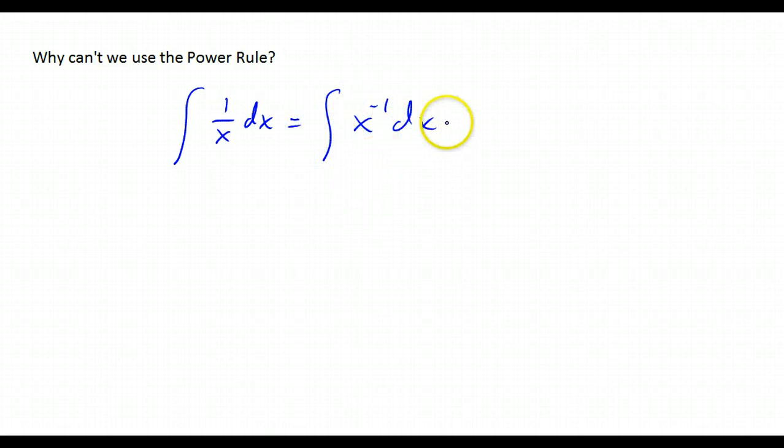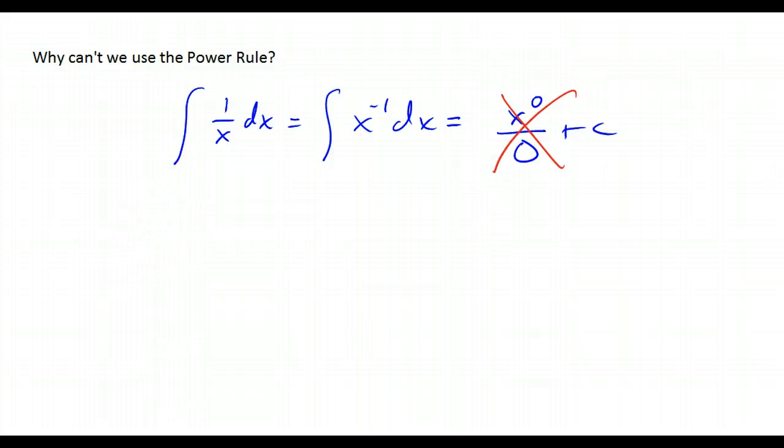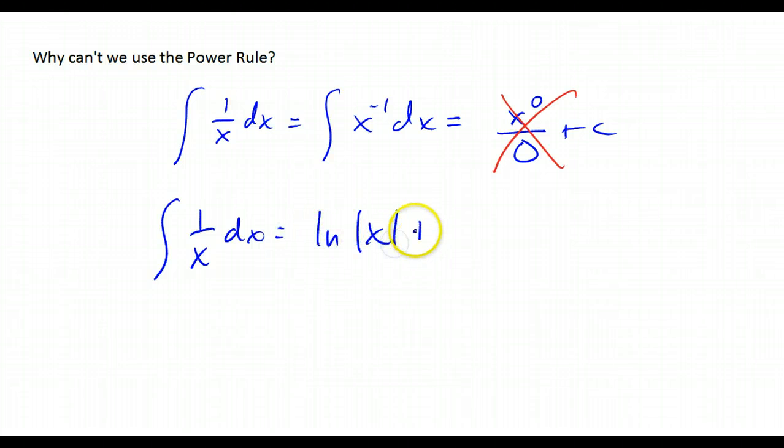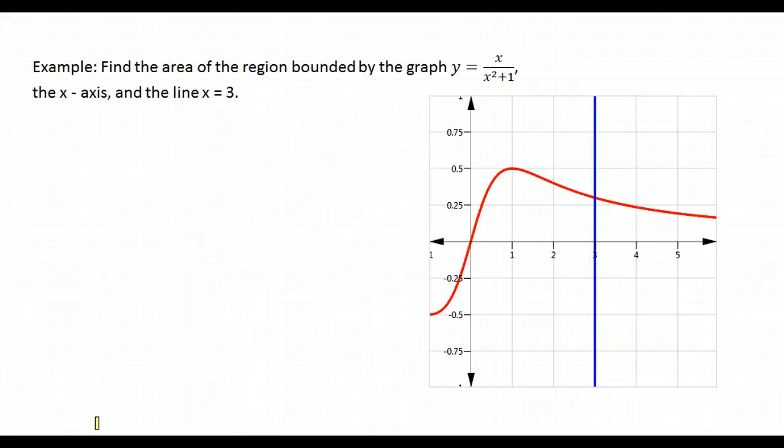And here's why. If I rewrite the integral of 1 over x dx as the integral of x to the negative 1 dx and try to apply the power rule, that means I add 1 in the exponent and I get x to the 0, and I divide by that number, and uh-oh, now you see why we can't do it, because you're never supposed to divide by 0. So just remember that the integral of 1 over x dx is the natural log of the absolute value of x plus c. So let's see how we can apply this new rule.